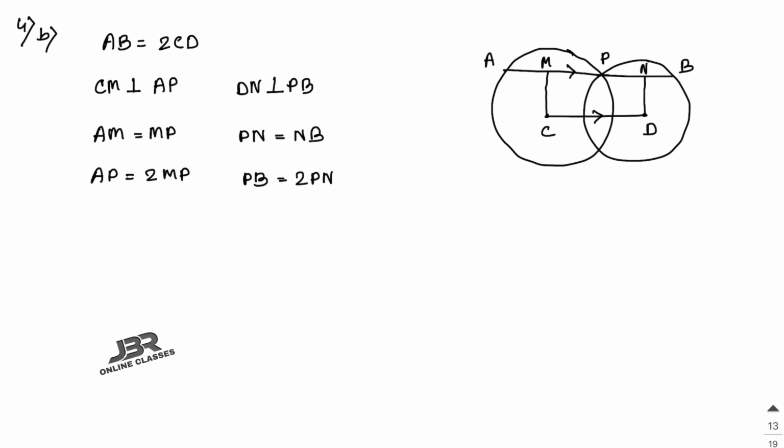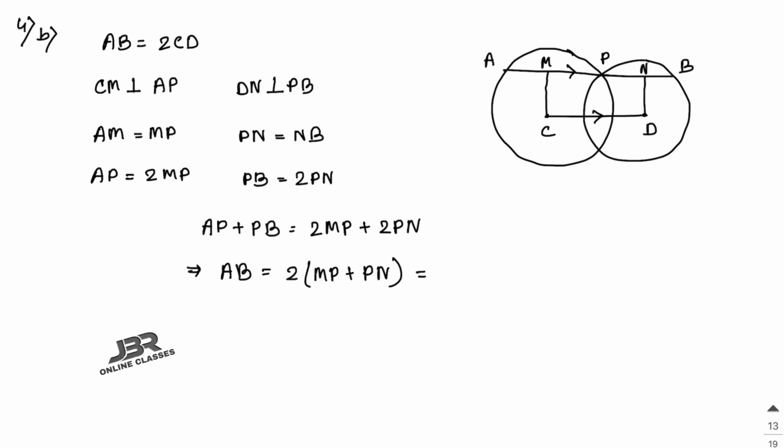So now adding AP and PB, that one equals on the right hand side 2MP plus 2PN. So AP plus PB, if you add this line, you will get APB, the whole line, or AB. So you can write down directly AB. And here 2 common, so MP plus PN, that means MN. So 2 into MN.